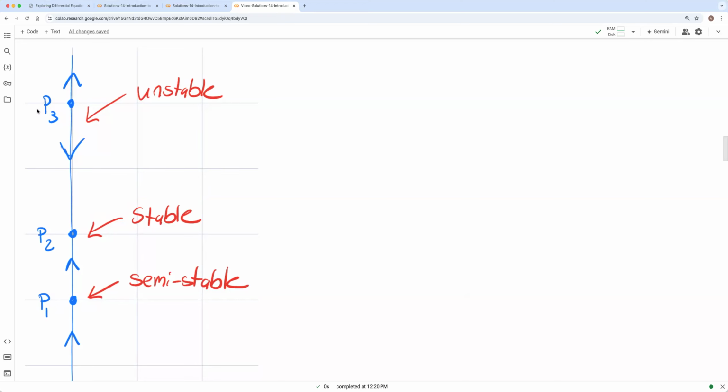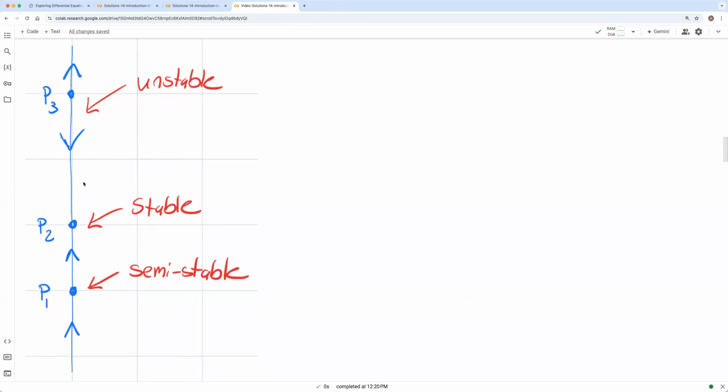So at P3, this would be an example of an unstable equilibrium, because if we start at an initial condition really close to the equilibrium at P3, as time goes on, the solution is going to head away from that solution at P3. No matter where we are near P3, any initial condition near P3 is going to head away from P3 as time goes on.